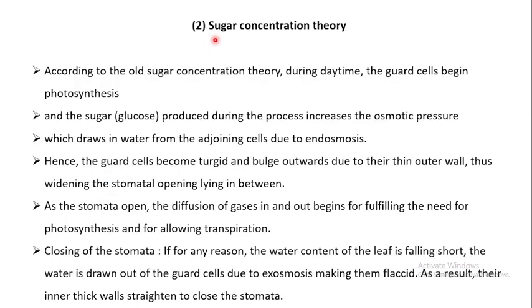Now let's move on to the sugar concentration theory. According to the old sugar concentration theory, during the daytime the guard cells begin photosynthesis, and the sugar or glucose produced during the process increases the osmotic pressure. So in the first theory we were talking about ATP drawing in the potassium ions, and then turgor pressure increases.